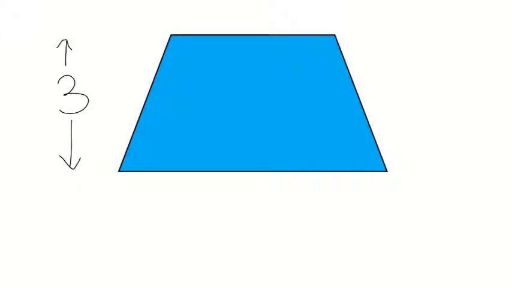And the parallel sides have lengths of 4 and 6 centimeters respectively. The area of the trapezium can be found by cutting it into a parallelogram and a triangle, such as this. In this case, we produce a parallelogram with height 3 and base 4. So the area is 12.